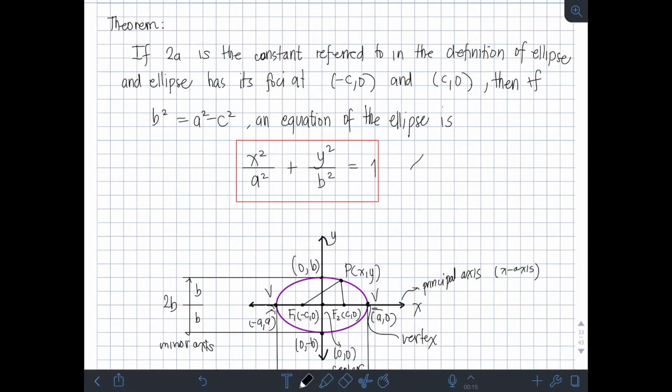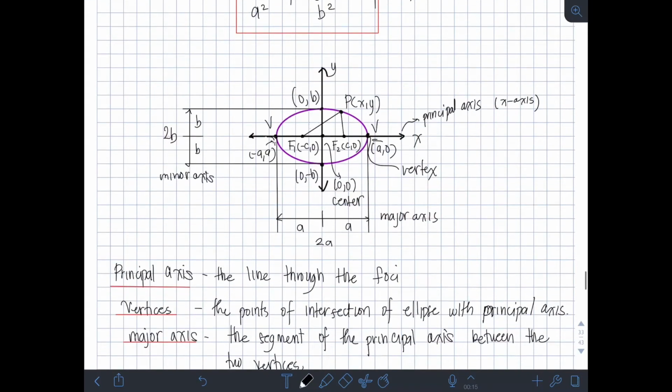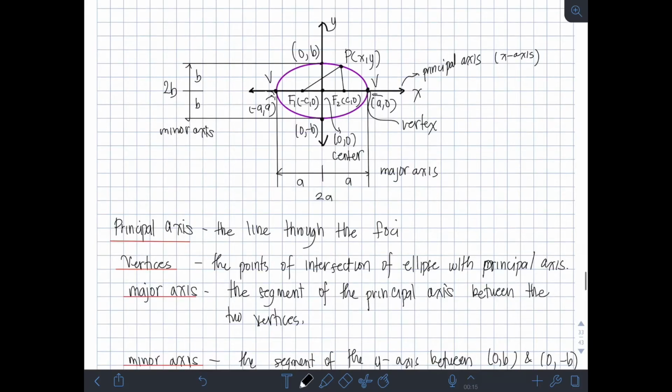Okay, so whenever our foci are located at negative c, 0 and c, 0, focus 1 and focus 2, they are on the x-axis. And then we define 2a as the constant in the sum of the distances of a point to the two foci, and we let b squared be equal to a squared minus c squared. This is the form of the equation of our ellipse. Okay? So, this is the look of our ellipse earlier.